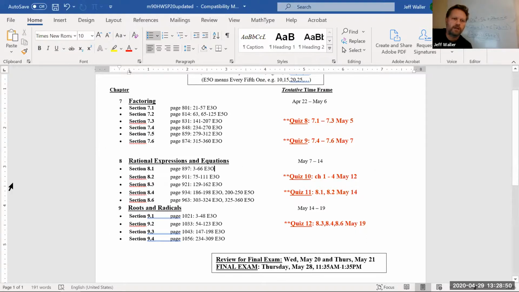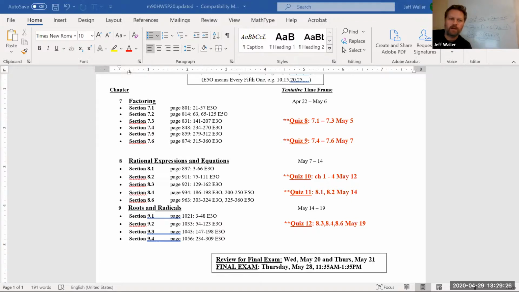So you can have the last two chapters' worth of homework and you can see what the plan is going forward, how many quizzes there are going to be and when. The next quiz to worry about is next Tuesday, the 5th. Next Tuesday, we're going to have a quiz on 7-1 through 7-3. So tomorrow, we will finish up through 7-3 for sure.